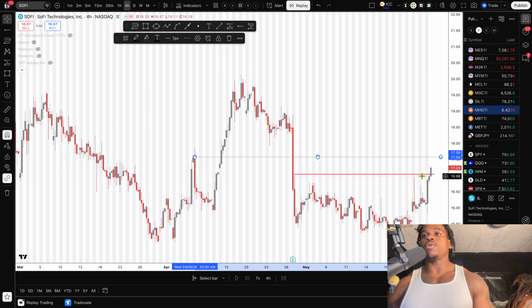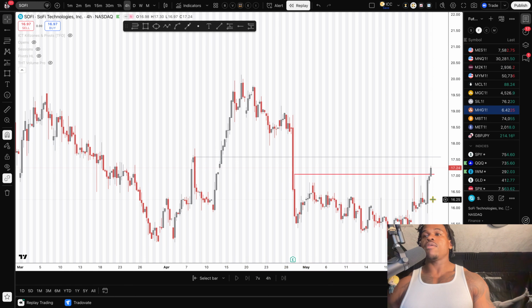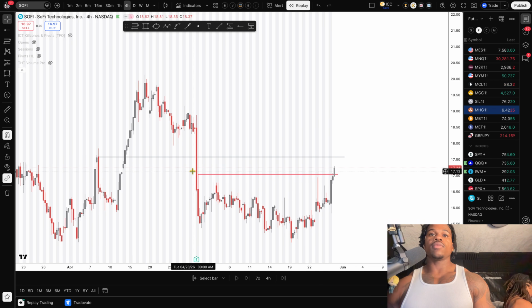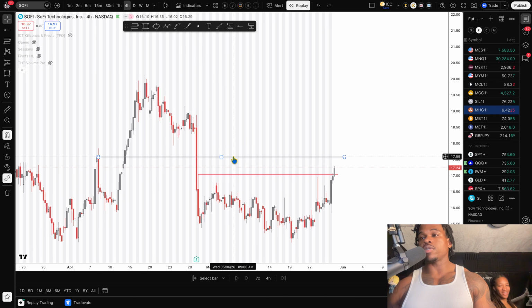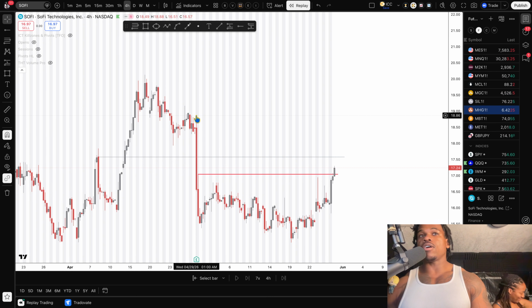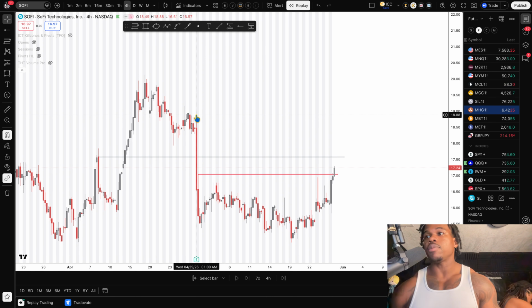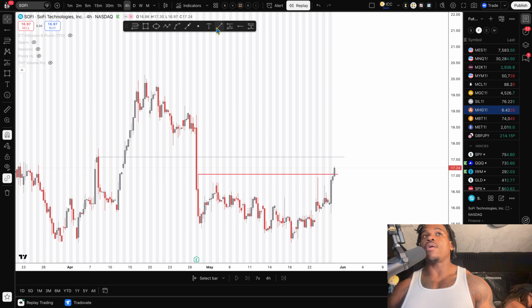Price swept this liquidity, it might retrace back to here. But really, when price pushes up above 17 and a half, my son is hype right now, 17 and a half, it's gonna fly straight to $19. That's over 15% in one big move. Y'all gonna see. Trust me when I tell you that. How do I know? Because it's done it before.